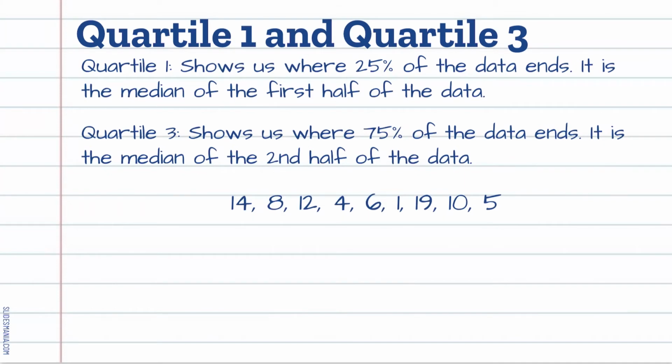Quartile 1 and quartile 3. So quartile 1 tells us where 25% of the data falls below or ends. This is our median of the first half of the data. Quartile 3 shows us where 75% of the data ends or falls below, and it's the median of the second half of the data. So when I see things like first half and second half of the data, this tells me that I need to break my data into 2 halves. So I need to find my middle point, which is my median. So I'm going to order my numbers from least to greatest.